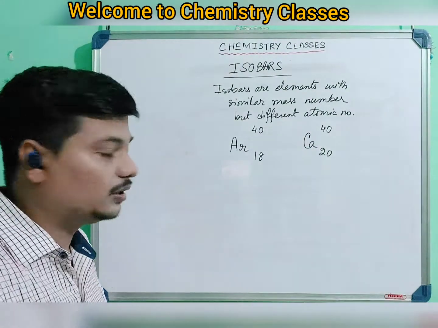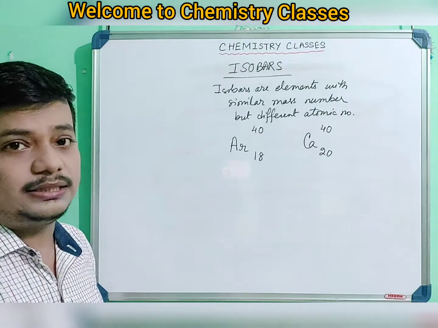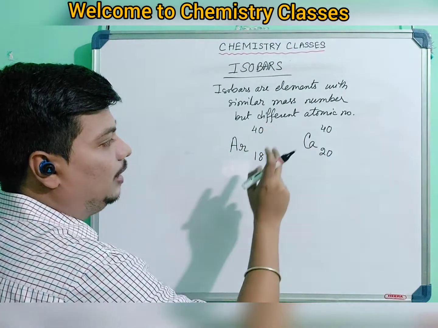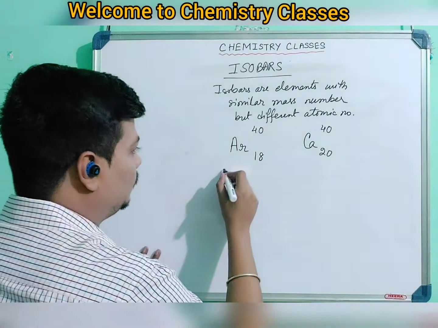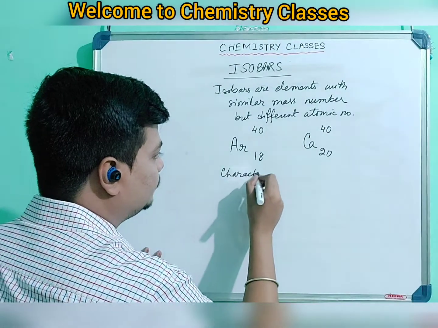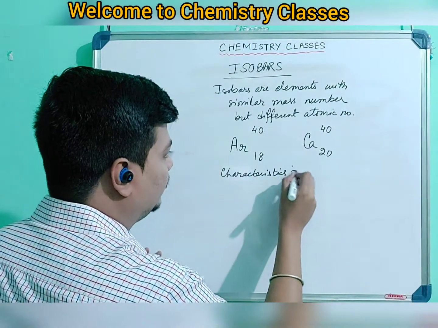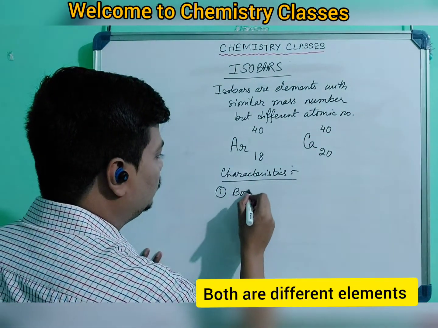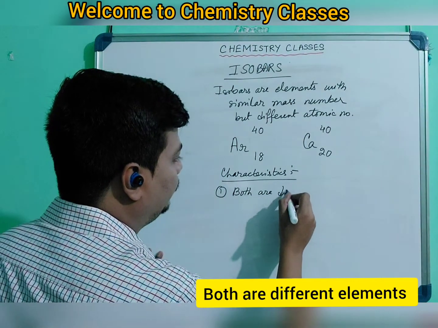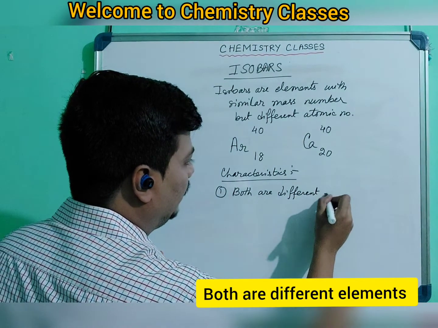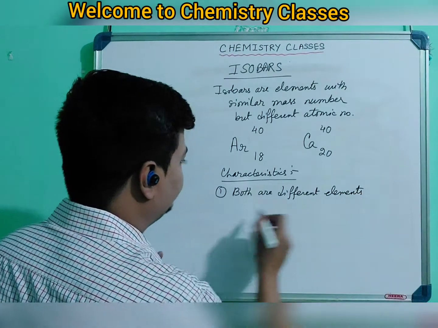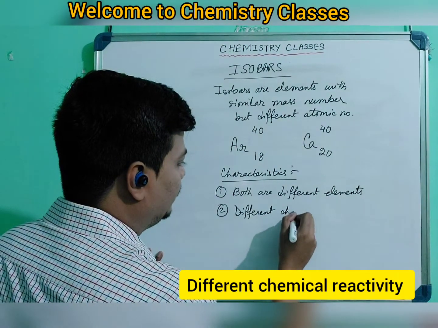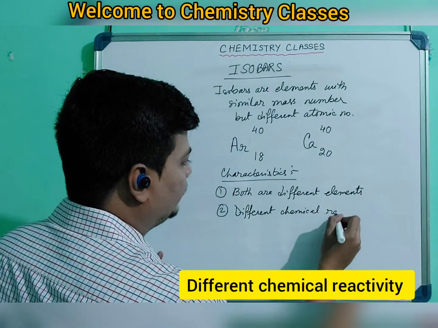This is a very important question that comes in both ICSE and CBSE. So please do remember that though they have the similar mass number, their atomic number is different. So coming down to the characteristics, you can understand that since they are both different elements, hence they will have different chemical reactivity.